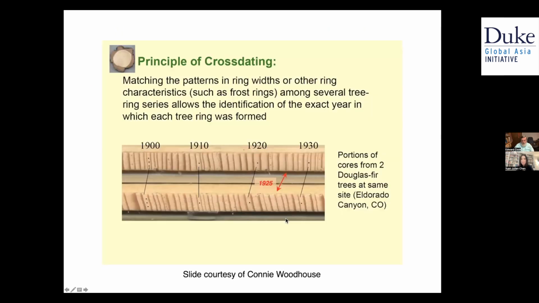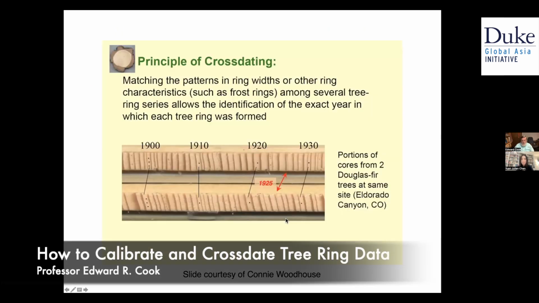Just quickly, the principle of cross-dating is very nicely shown in this photograph provided by Connie Woodhouse at the Tree Ring Lab in Tucson. It shows the way in which we align the annual ring widths from tree to tree in a way that effectively guarantees that we are assigning the correct annual year to each annual ring. For example, here's a very narrow ring in 1925, and it shows up here, and it's very narrow here.